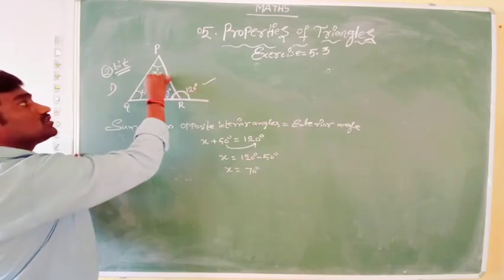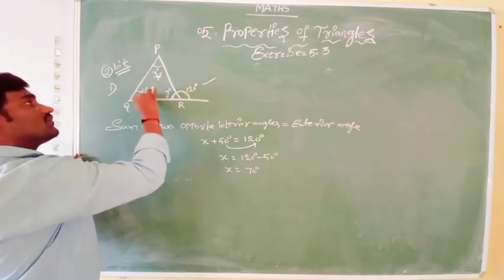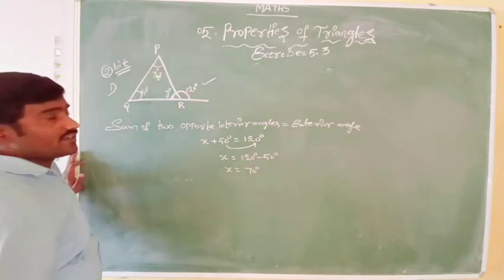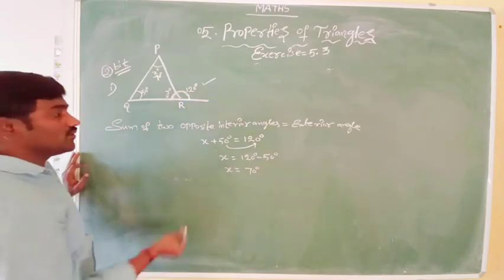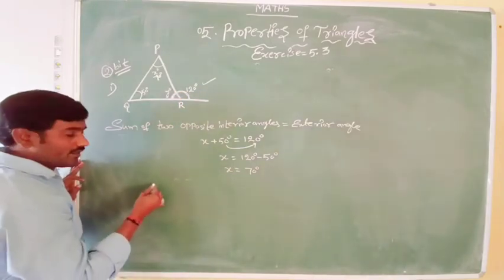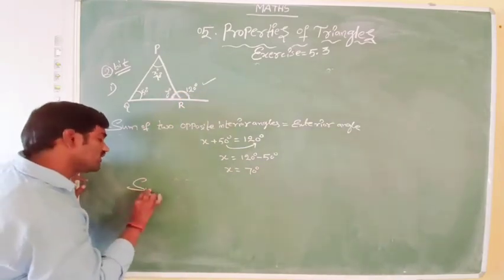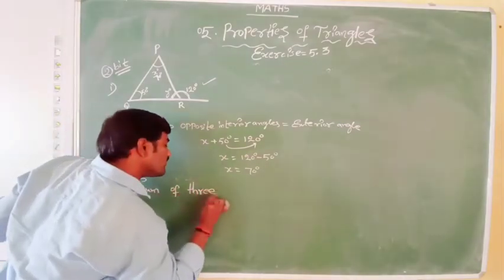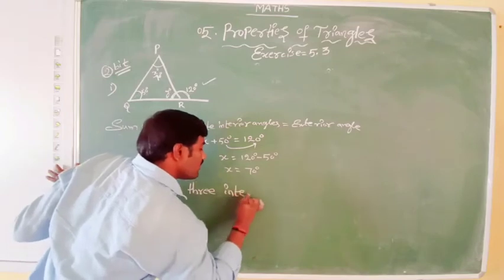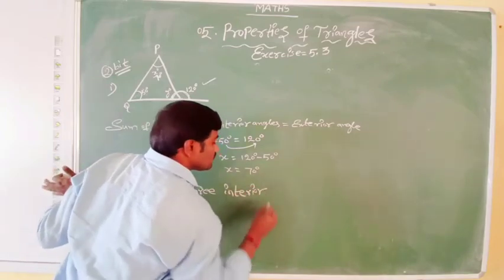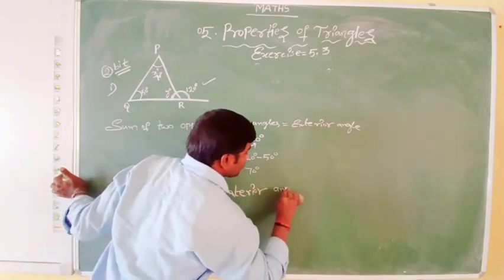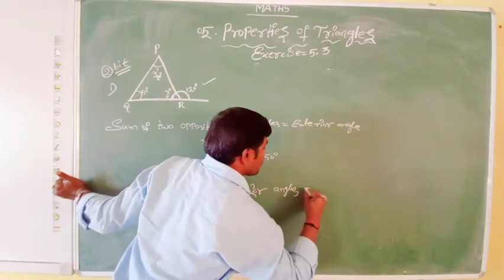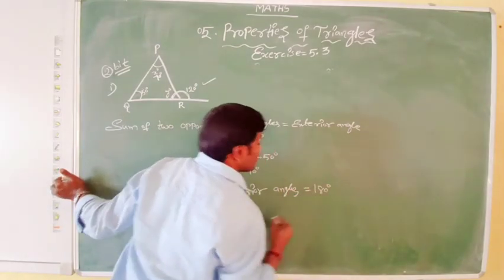Now see that in these two angles, we know that one is 50 degrees and the other one is 70 degrees. So the next one we can find out easily by the angle sum property of a triangle. The sum of the three interior angles of a triangle will give us 180 degrees.